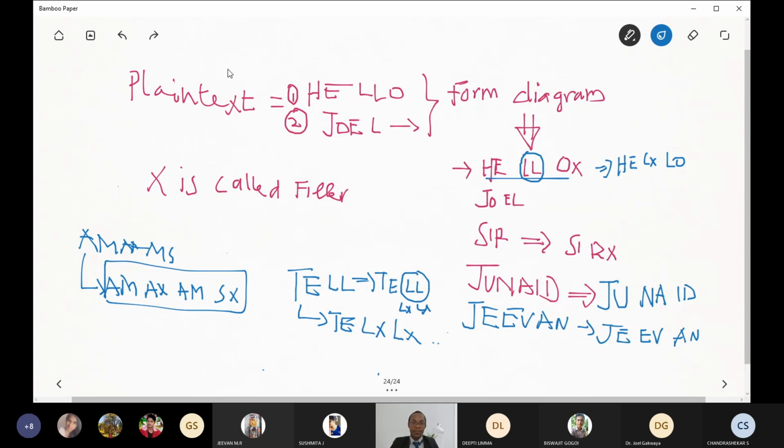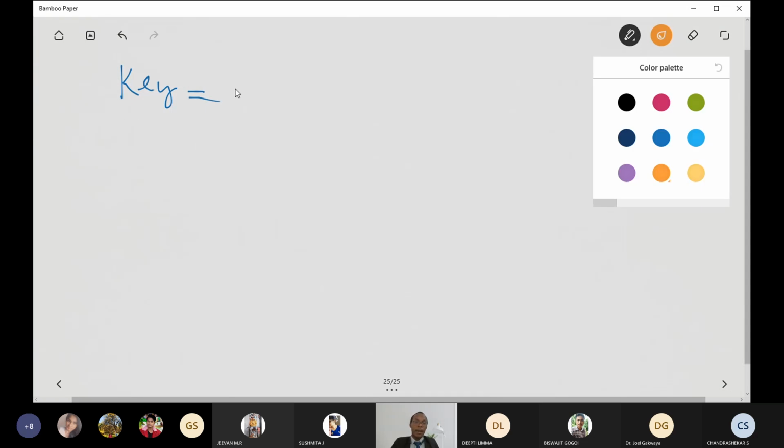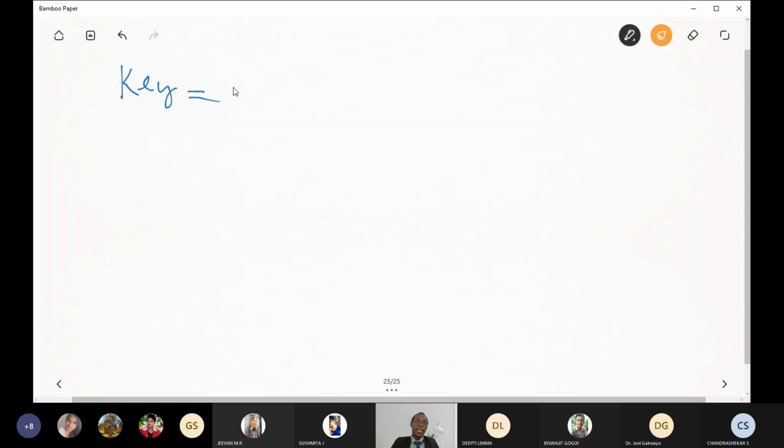So now, this was about plain text. Point number 2, what will happen if you have a key? Now we have a key. Let our key be welcome home. Okay, welcome home. This is a key.